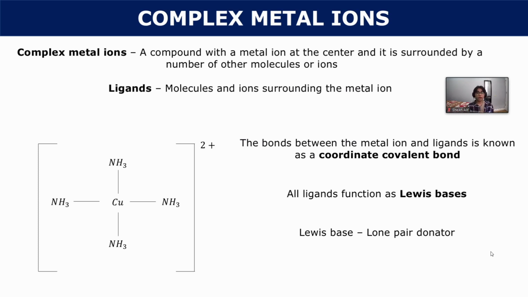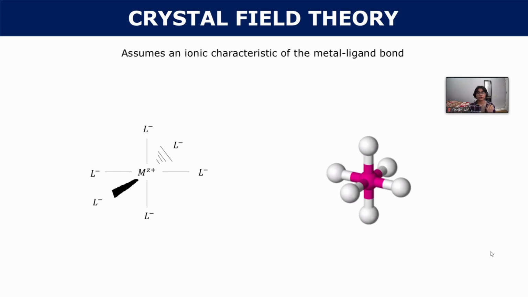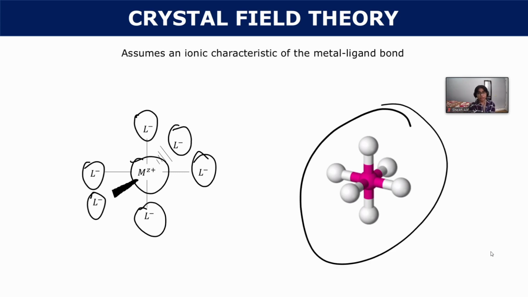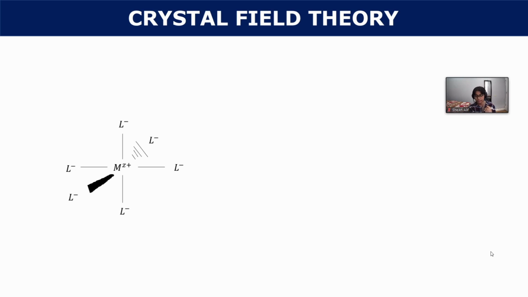Now that we understand what a complex metal ion is, let's take a look at crystal field theory. Crystal field theory assumes an ionic characteristic of the metal ligand bond. You can see from this terribly drawn diagram that I made, this compound here has 6 ligands around it. And each of these ligands we're going to assume has an ionic characteristic, meaning we're going to assume point charges. So we have negative charges, and they're attracted to this positive ion in the center. You can see a nicer model over here of how that looks. And if we start assuming an ionic characteristic, we can do some interesting things.